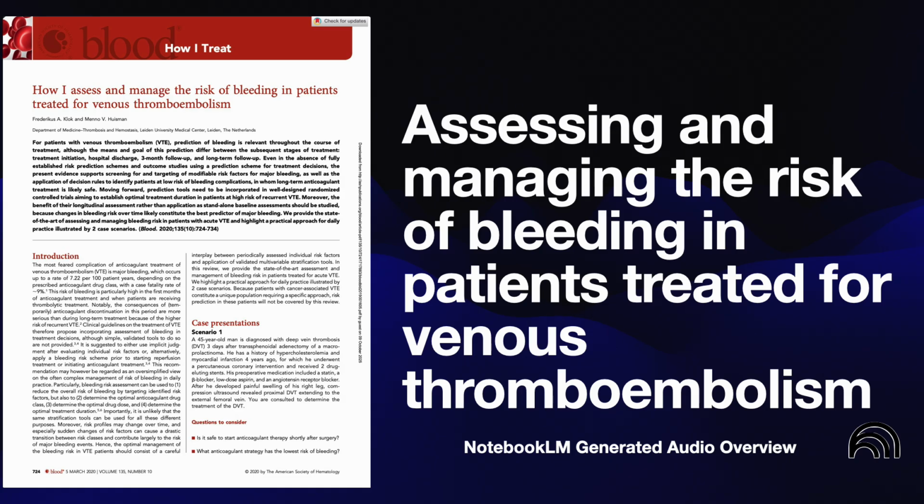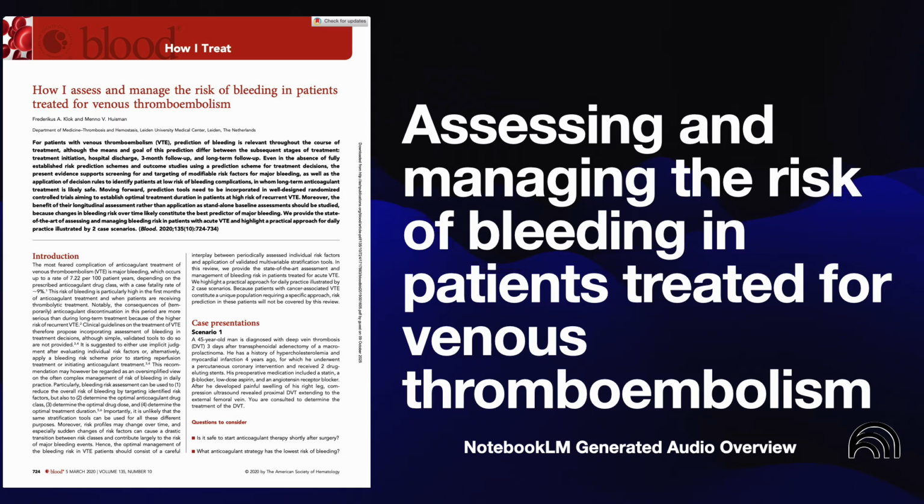But critically, they didn't abandon treatment. They restarted the full therapeutic LMWH dose just 24 hours later, monitored him closely, and thankfully, he had no further bleeding issues in the hospital. Okay, good save. What happened at discharge and beyond?